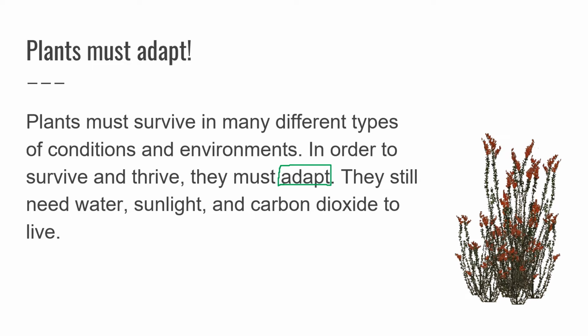They still need three things: water, sunlight, and carbon dioxide to live. But in some places, it's not as easy to get those. For example, in the desert, it's hard to get water. Underwater plants, it's hard to get sunlight. If the plants grow in a really crowded area, it might be hard to get carbon dioxide. So in each of these situations, the plants have to adapt.